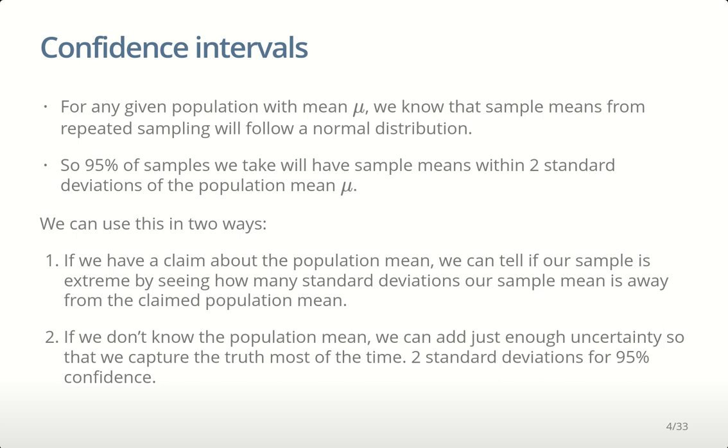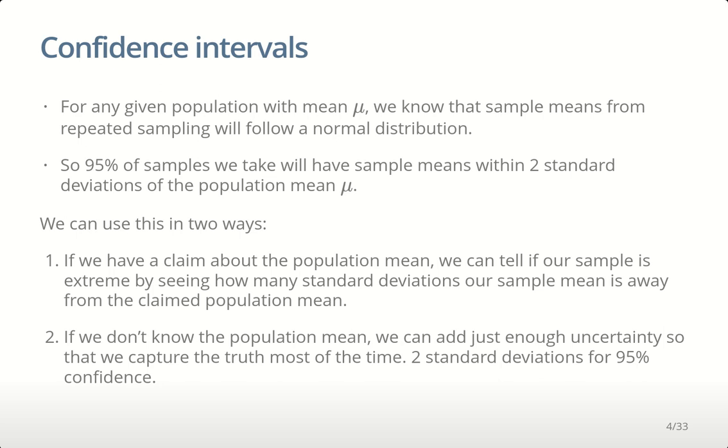And we can use this in 2 ways, right? Because we know how the sample means are distributed, if we have a claim about what the population mean is, then we can tell if our sample is consistent with that or is extreme compared to that claim by just measuring how far it is away from the claim, right? How many standard deviations it is away from the claim, right? And if it's many standard deviations away from the claimed mean, then we know that our sample does not agree with the claim, right? Because it's super extreme. It's not consistent with the claim.